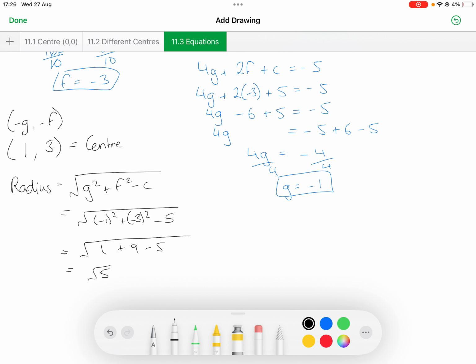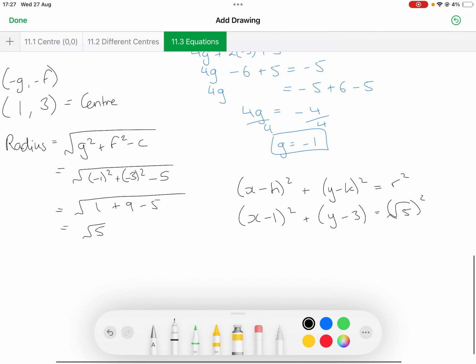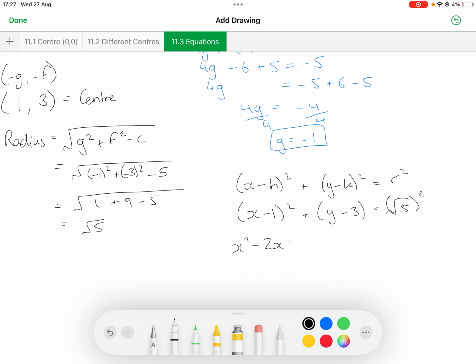And if we sub that into the equation, then your equation of a circle is x minus h all to be squared plus y minus k all to be squared is equal to r squared. Our centre is our h, k. So in our case, our centre we said is this one here, 1, 3. So h is the first one, so x take away 1, y take away 3, is equal to root 5 squared. Multiply it out, so you get x squared minus 2x plus 1 plus y squared minus 6y plus 9 is equal to 5.